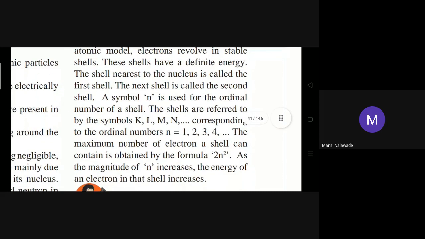A symbol small n is used for the ordinal number of a shell. If K is the first one, the number will be 1. We denote it by small n. The shells are referred to by the symbols capital K, L, M and N corresponding to the ordinal numbers 1, 2, 3, 4. K will be your 1, L will be your 2, M will be your 3 and N will be your 4.